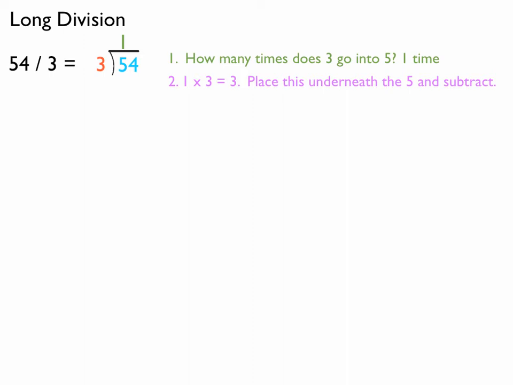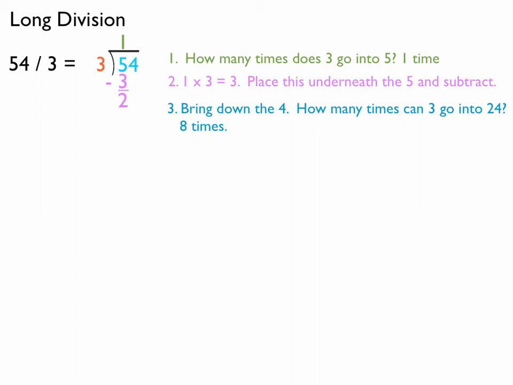Step 2 is I need to multiply these numbers together. So 1 times 3 is equal to 3. I'm going to place this underneath the 5, and I'm going to subtract. So 5 minus 3 is equal to 2. The next step is I need to bring down the 4.